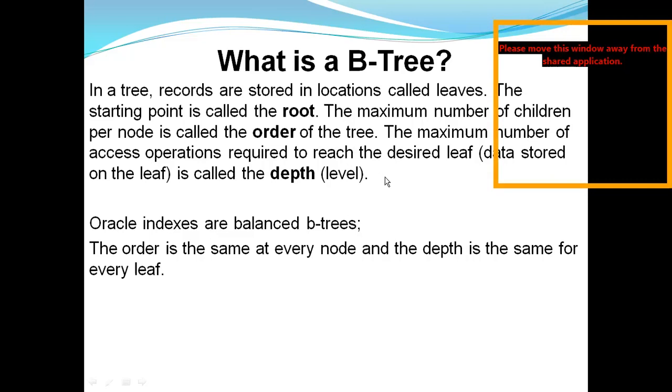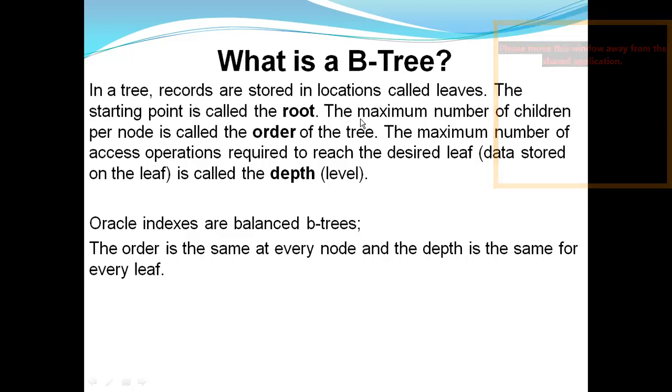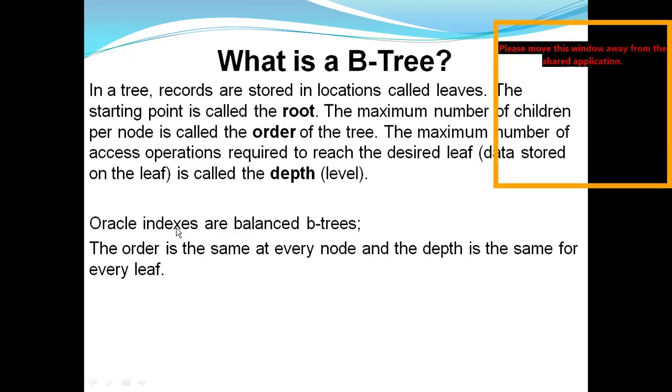Very simple here. Now, why do we call it a B-tree? B-tree is sometimes called a binary tree, but here it is not a binary tree. It is a balanced tree. What is a balanced tree? Every depth and every order has the same number. That is, the index is a balanced tree. The order is the same at every node and the depth is the same for every leaf.